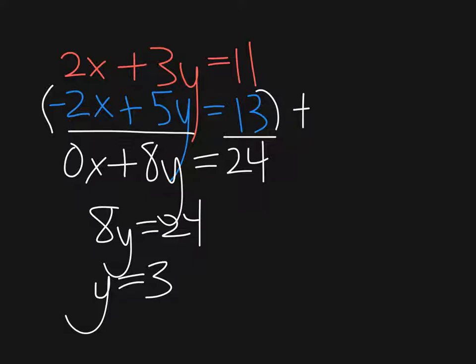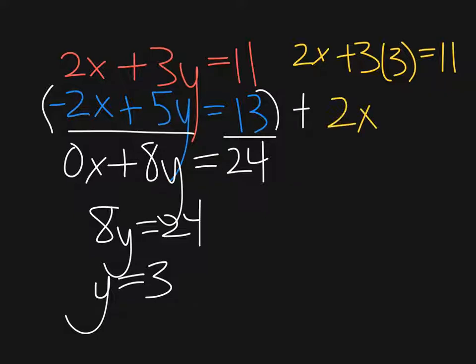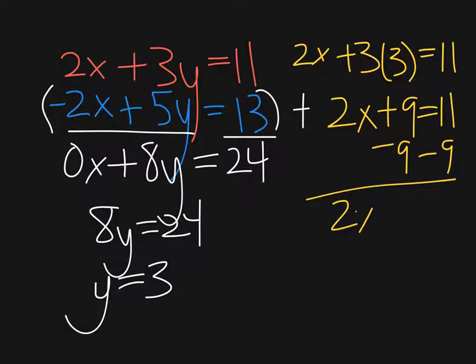So I'm going to now go back up to one of the original equations, plug it in, and solve for x. So I'm going to do that in yellow here. So 2x plus 3 times 3 is equal to 11. So 2x plus 9 is equal to 11. Subtract 9 from both sides. You end up with 2x is equal to 2. So divide both sides by 2, you get x is equal to 1. So my point should be 1, 3.